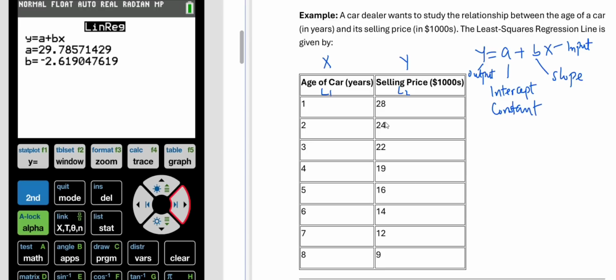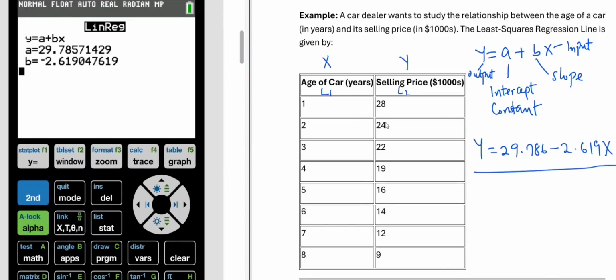Now here we have our a to be 29.7 and b to be negative 2.6. So the regression line is going to be approximately 29.786 minus 2.619x. This is the regression equation. This is the slope.